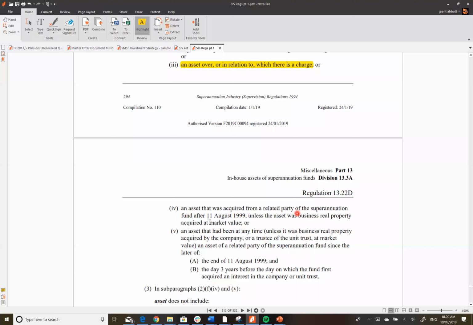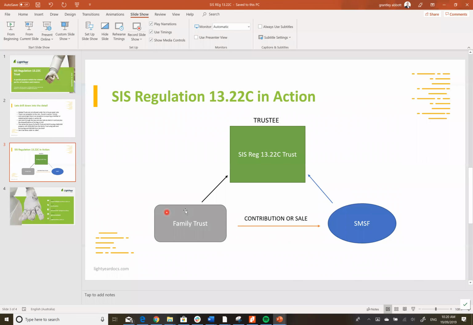Next, an asset acquired from a related party of the super fund, unless the asset was business real property acquired at market value. So again, we can acquire business real property. If we've got a family trust that owns business real property, we can flip the business real property up to the SIS Regulation 13.22C trust. In consideration, the family trust will receive, let's say it's 400,000, 350,000, and then we can give 50,000 to the SMSF, which would be treated as a contribution. Does that make sense? So we can flip the property up there, and then we can go through this process. But if we've got the property up there, we can't use it as borrowings. I will look at maybe doing LRBAs over these units in the trust a little bit later on.